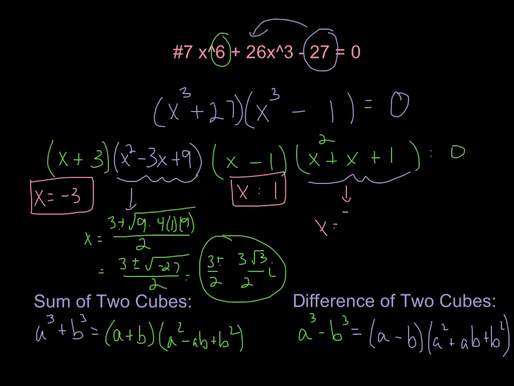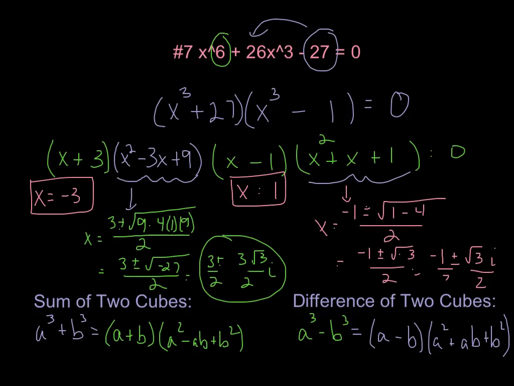x equals the opposite of b plus or minus the square root. b squared is 1 minus 4 times 1 times 1, which is just 4, over 2 times 1, which is just 2. So that's negative 1 plus or minus the square root of negative 3 over 2. Well, that's negative 1 plus or minus the square root of 3 with an i after it, both over 2. So those are also roots. Sweet. Now we finally found all the roots of this polynomial.